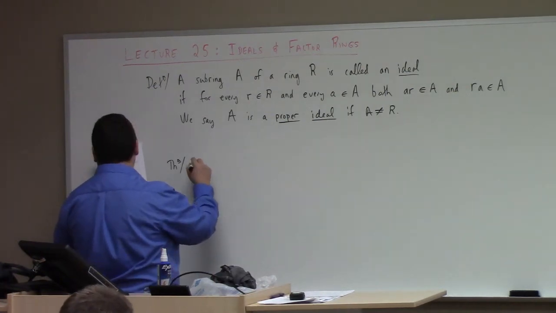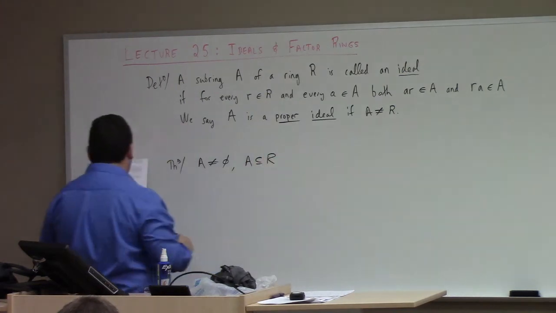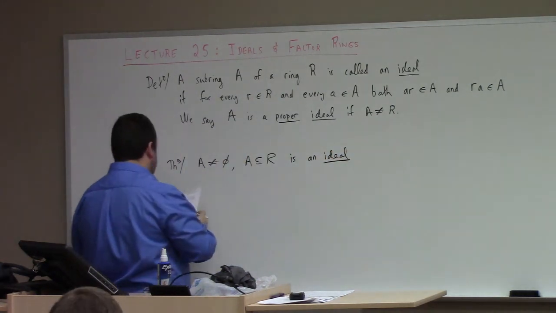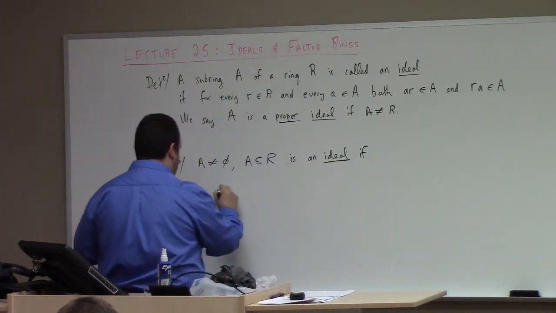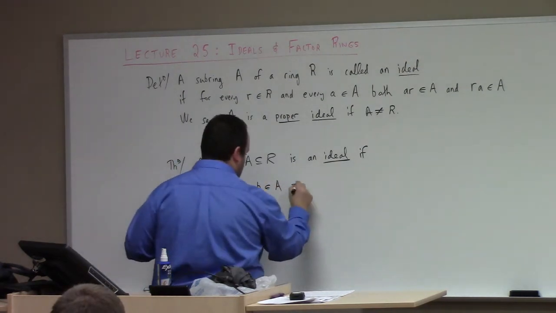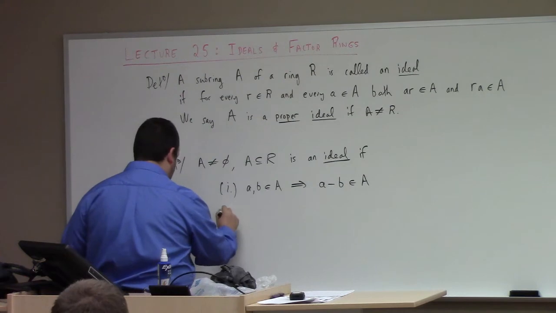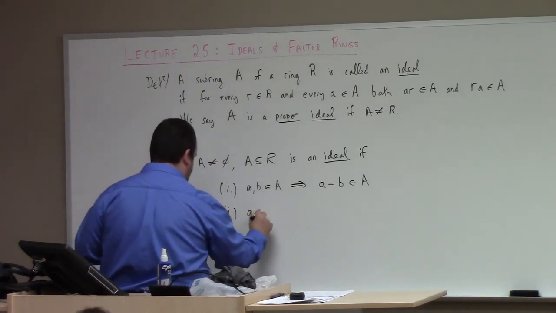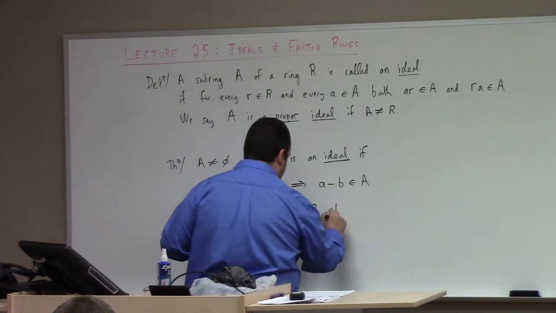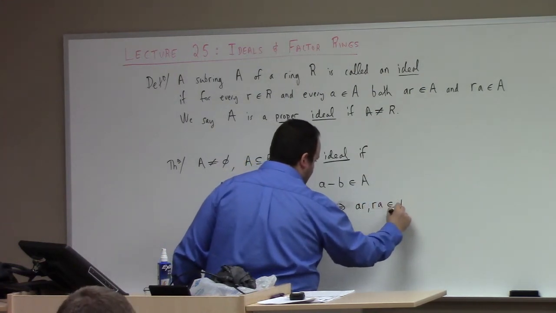So anyway, theorem: a non-empty subset A of a ring R is an ideal if, one, we need that if a and b are elements of A, then a minus b is an element of A; and two, if a is an element of A and r is an element of the ring, then ar and ra are in A.